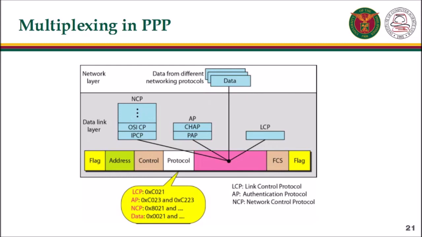At any moment, a PPP packet can carry data from one of these protocols in its data field. Note that there is one LCP, two APs, and several NCPs. Data may also come from several different network layers.